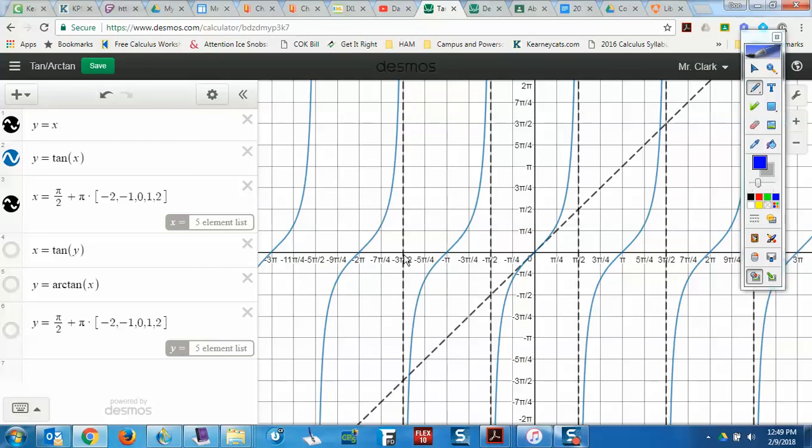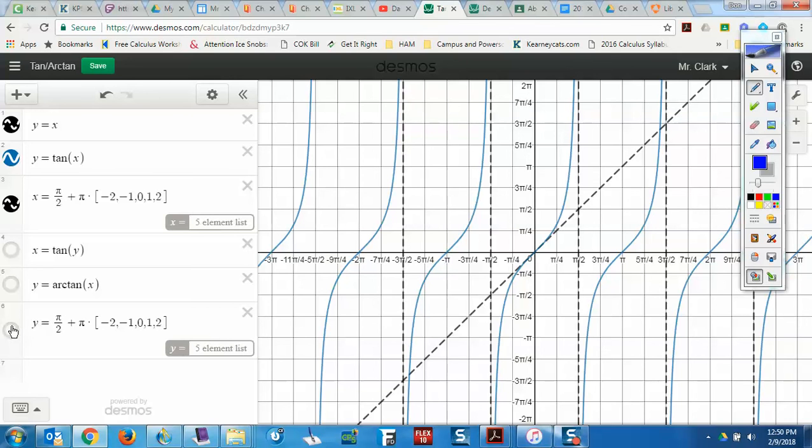So what could we restrict just the tangent curve to, so it passes a horizontal line test? What piece could we look at so it passes a horizontal line test? Just one branch. Just grab this branch right here, right in the middle. Just grab one branch and ignore the rest, because one branch is going to hit all those values from negative infinity to infinity. So what is that? It's from negative pi halves to pi halves, same as sine. So sine and tangent are the same restriction.